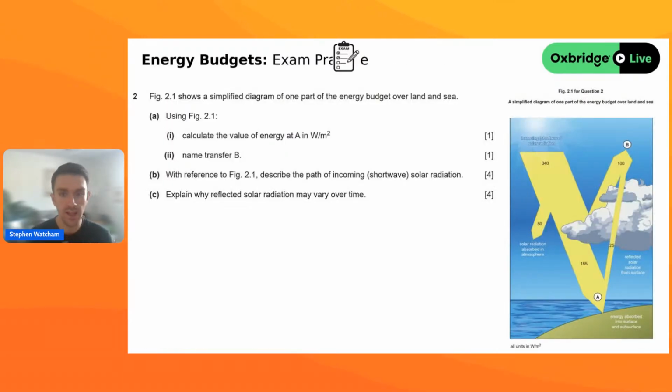Fantastic. Right, so first a look at some exam practice. Here we have a figure showing a simplified diagram of one part of the energy budget over land and sea. Using figure 2.1, calculate the value of energy at A in watts per meter squared. Name energy transfer B. And with reference to this figure, describe the path of incoming solar radiation for 4 marks. And also for 4 marks, explain why reflected solar radiation may vary over time.